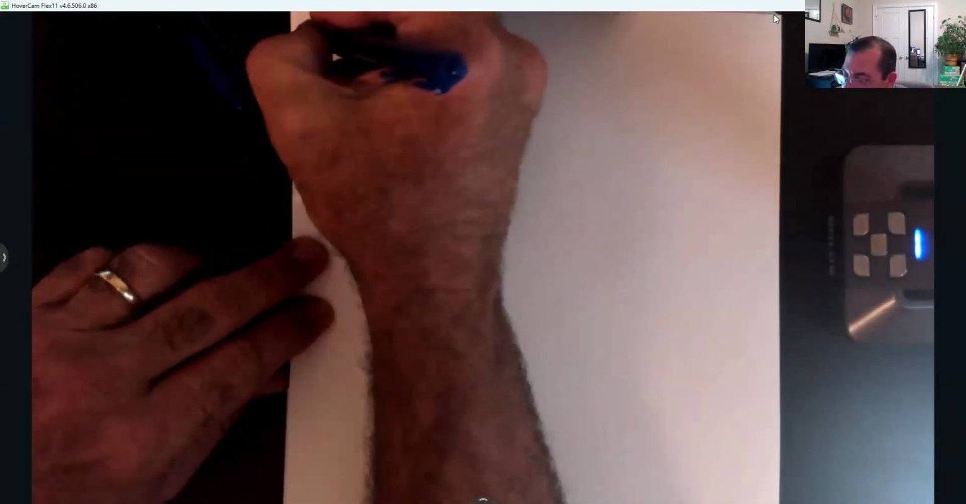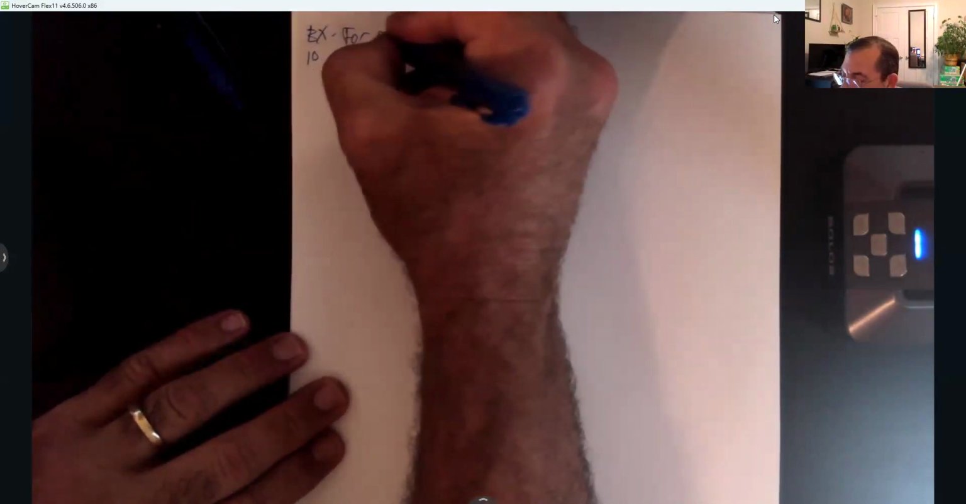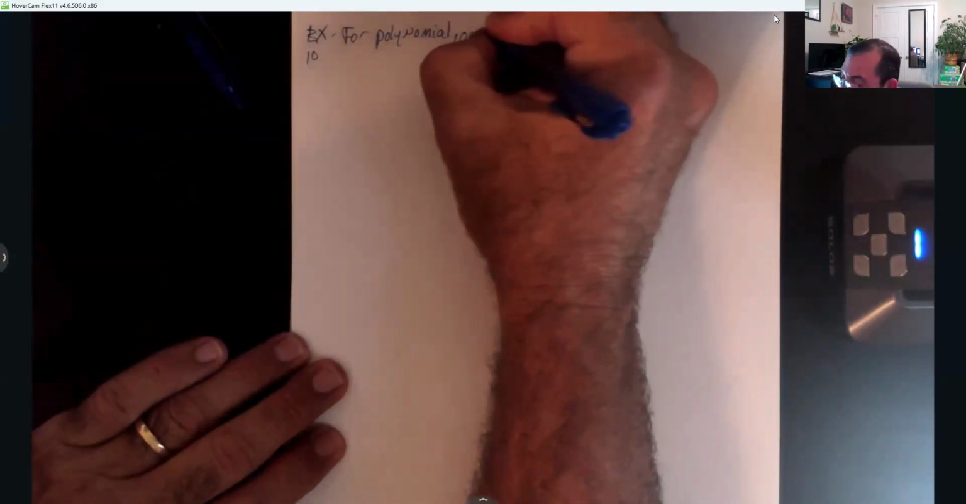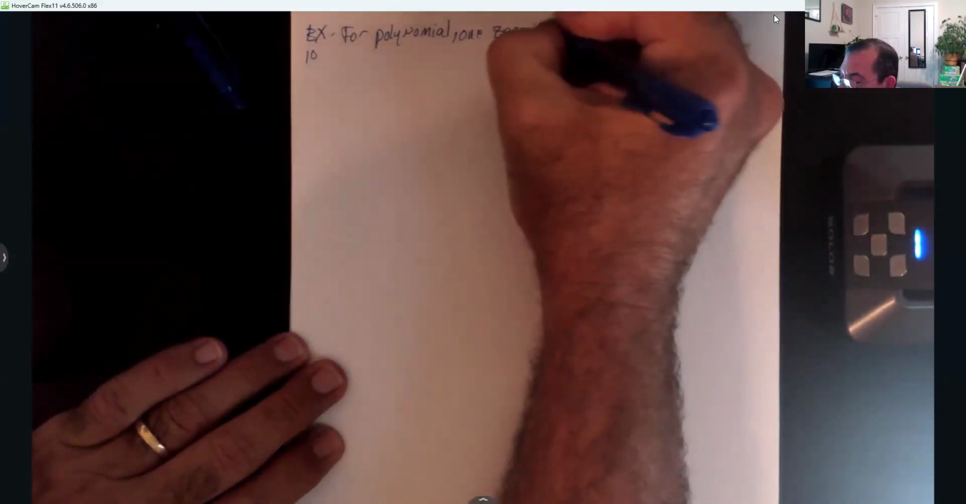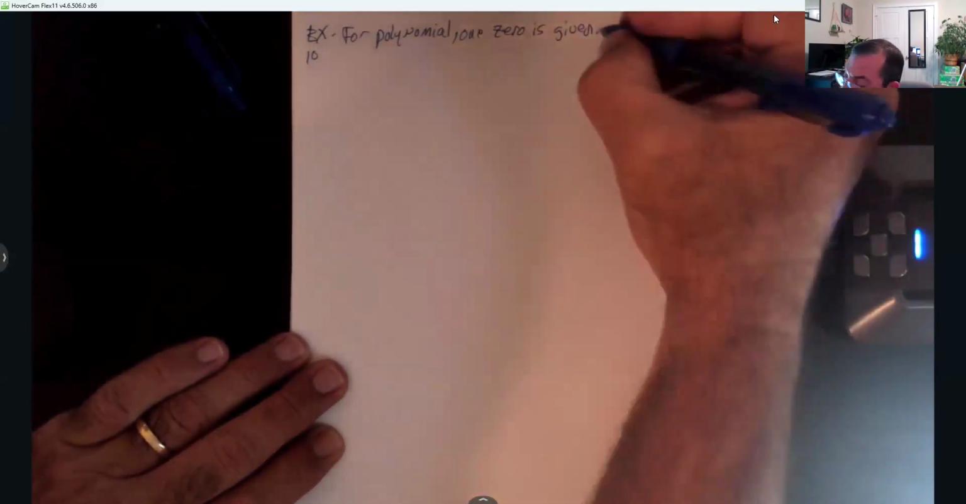So I'm going to see how y'all do on this number 10. I'm going to let y'all sort of guide me on this one. So this would be like number 10. So for the polynomial, one zero is given. Find the remaining zeros.